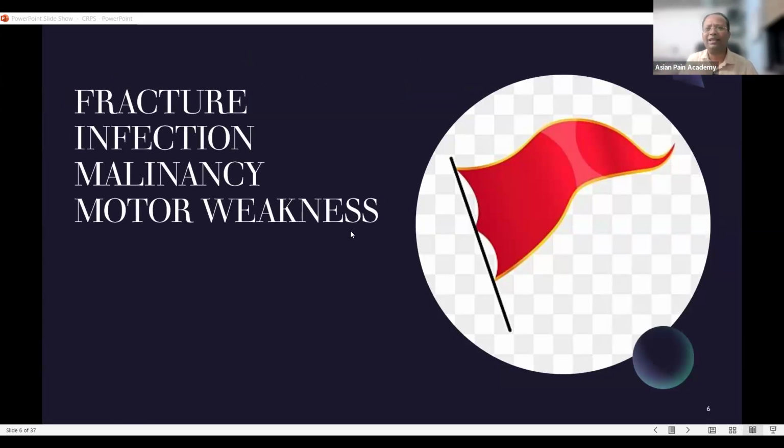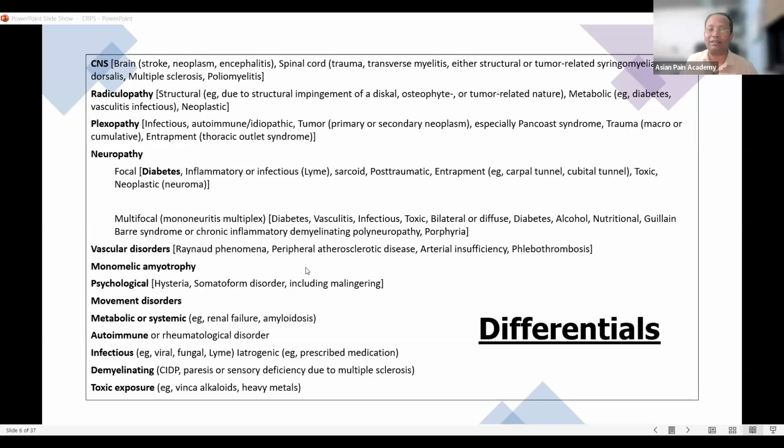So while taking history, we will first see where the pain is coming from, why it is becoming painful, and what the type of pain is. One thing is very sure in this case: this is a neuropathic pain by the characteristics, allodynia, hyperalgesia, and otherwise color change, vasomotor change, all these things were there. We will also keep in mind whether there is any chance of fracture, infection, malignancy, or motor weakness, because these are red flag signs.